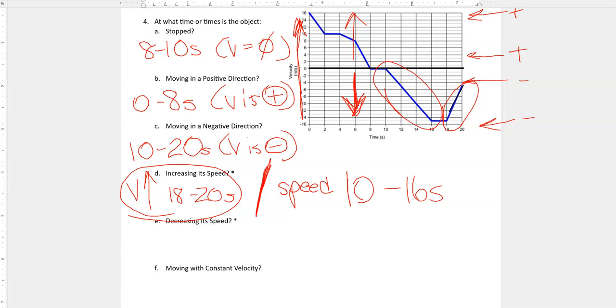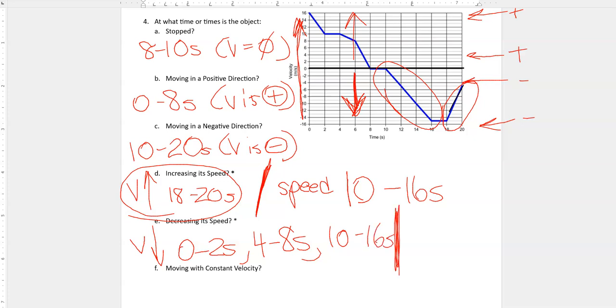All right. Part E, when is it decreasing speed? Well, let's talk about when it's decreasing velocity first. It's decreasing velocity anytime the velocity is coming down. And that would be 0 seconds to 2 seconds. But it's also from 4 seconds to 6 seconds and 6 seconds to 8 seconds. So that whole range of 4 to 8 seconds, the velocity is decreasing. The velocity is also decreasing from 10 seconds to 16 seconds. So that's what the velocity is doing.